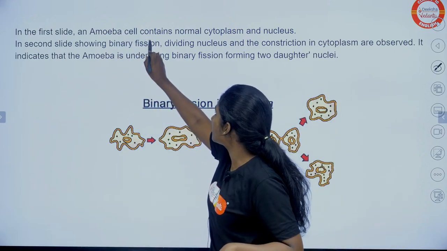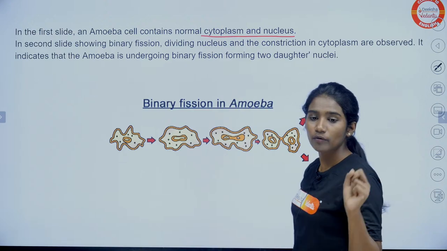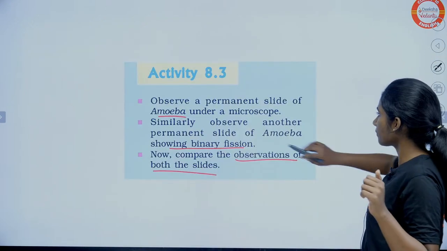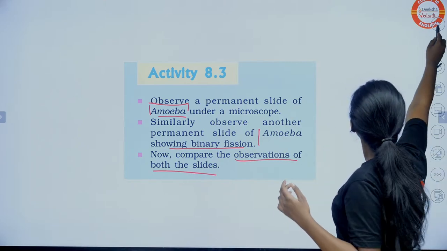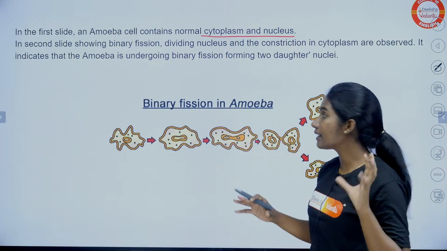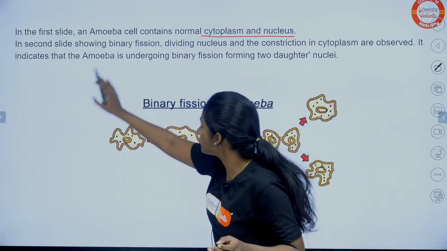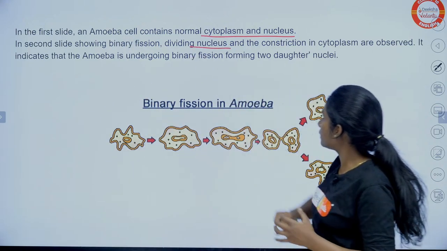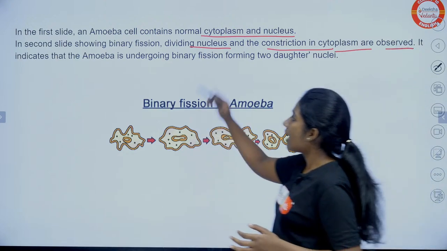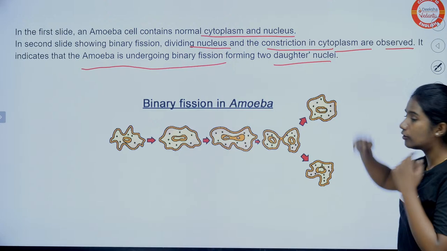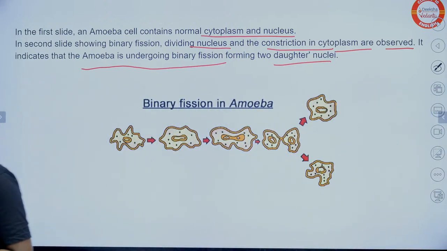In the first slide, the amoeba cell contains normal cytoplasm and nucleus. You have to observe two slides: in one permanent slide there is an amoeba, and in the other the amoeba is showing binary fission. In the second slide, there is a dividing nucleus, and then constriction in the cytoplasm is observed. It indicates that the amoeba is undergoing binary fission, forming two daughter nuclei. Clear with that? The activities given on how organisms reproduce are very simple. Shall we move on to the next one?